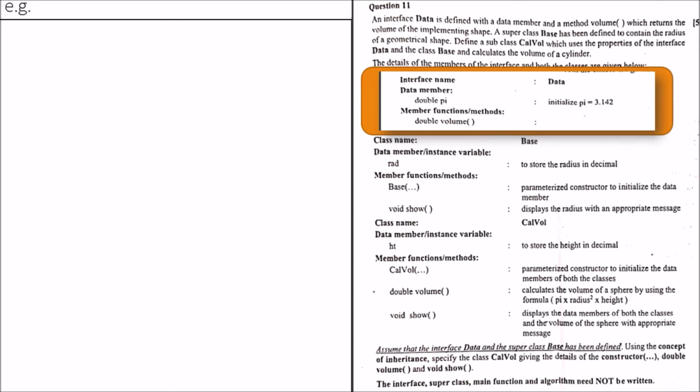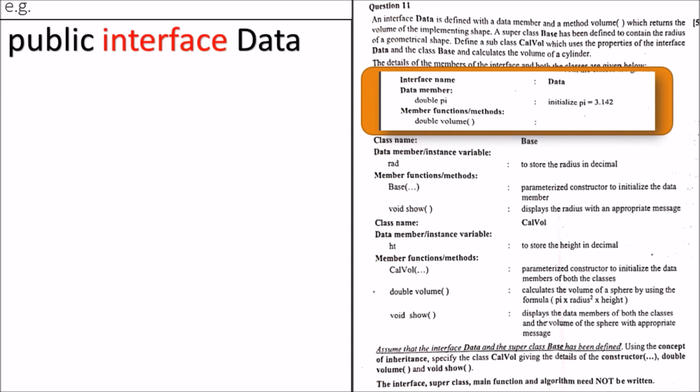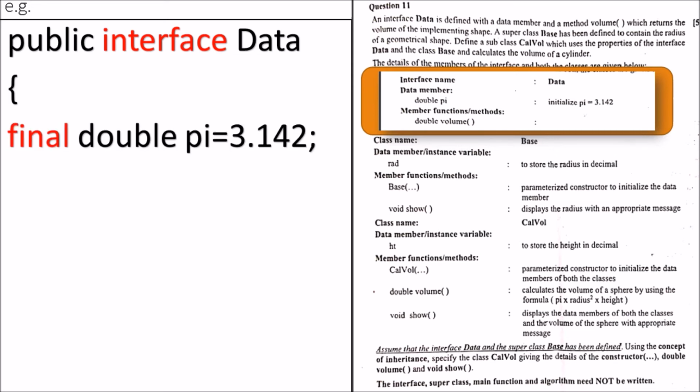According to this, you can see the interface name is data. So you will write public interface data. Then it has an instance member double pi, which is initialized with 3.142. So we have written final double pi equals 3.142.